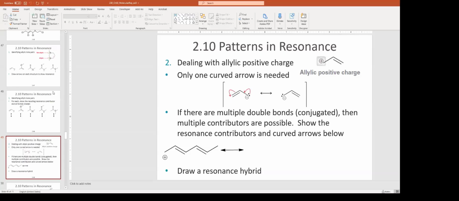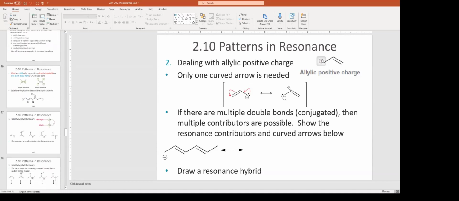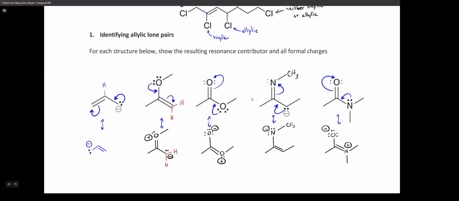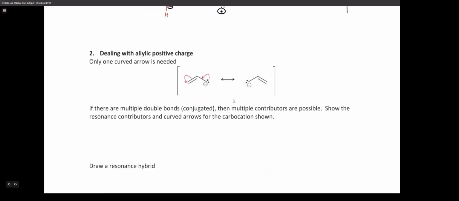Again, I don't really know why I have this here. I think I copied and pasted the wrong thing. All right, so what I meant was this. I think this is what I meant.